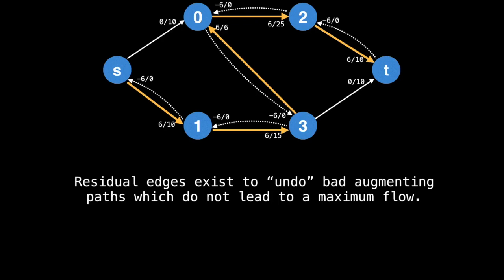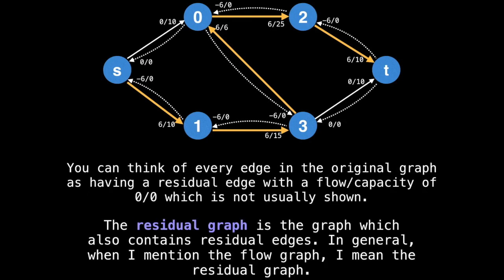So this mechanism enables us to freely find any augmenting paths without having to worry about whether or not we'll be able to achieve the maximum flow. It should be mentioned that residual edges become valid edges to take when finding an augmenting path in later iterations. So if we take a step back, you can think of every edge in the original graph as having a residual edge with a flow and capacity of 0, which is not usually shown.